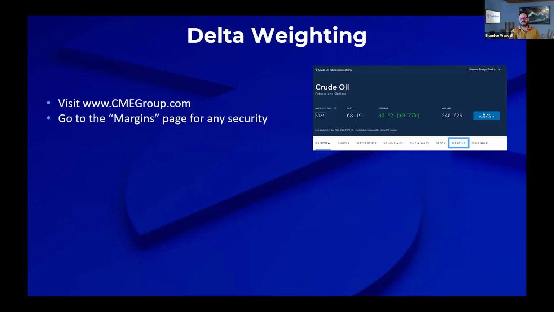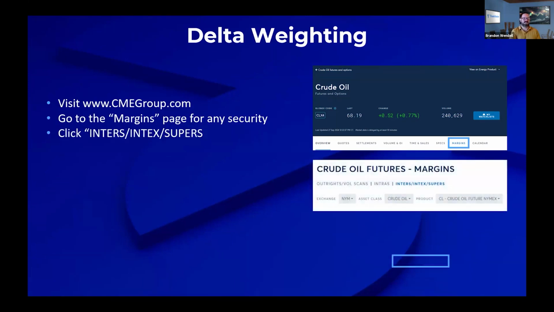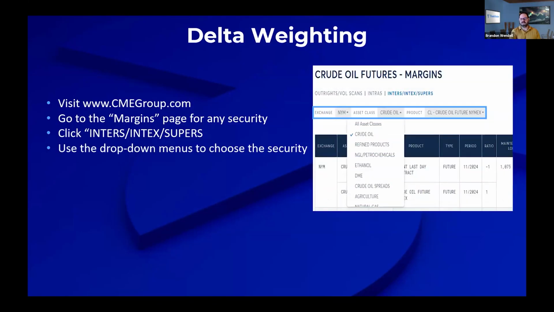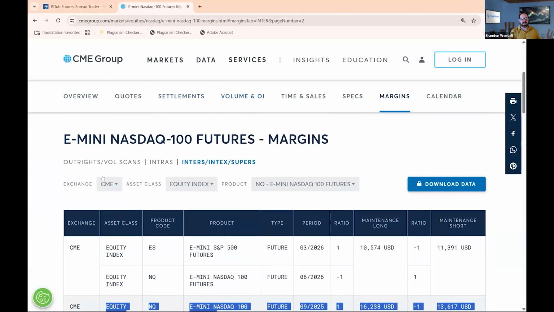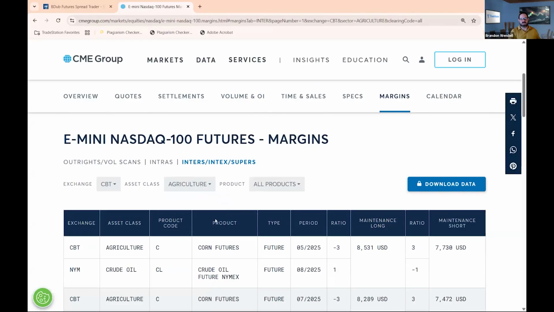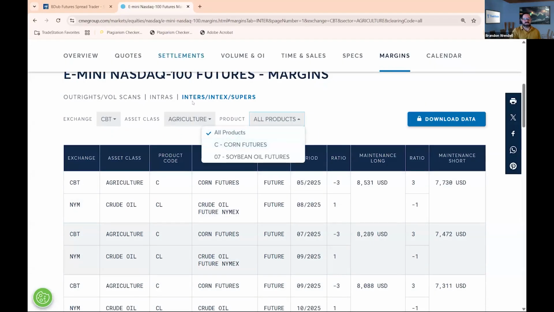So you can go to the margins page, as I mentioned, for any security. You go to Inters, and that'll show you the intermarket spreads. And you can actually look for others. I didn't do that, but when I go back to that page that I have open, scrolling up a little bit right here, I can switch. Let's say we go to CBOT, agricultural products, and I can choose, this is on Intermarket, we have corn futures. And here I have corn versus gasoline, or sorry, not gasoline, crude oil. That is a 3-to-1 ratio.